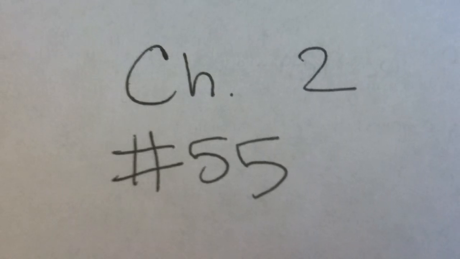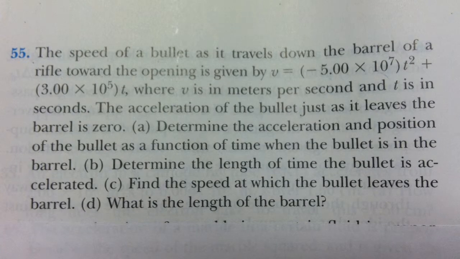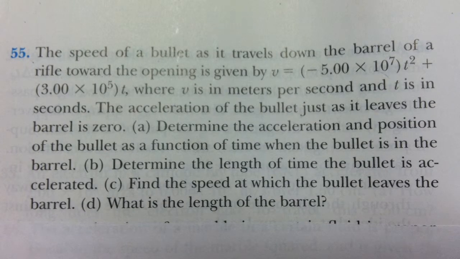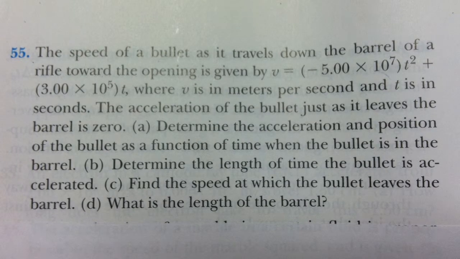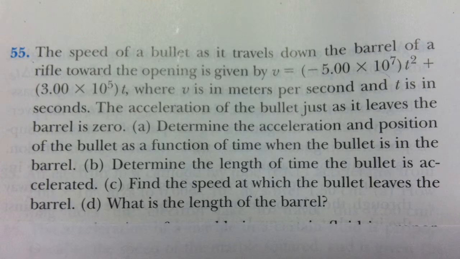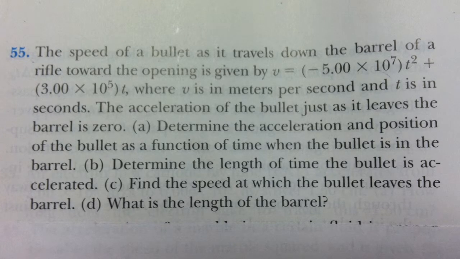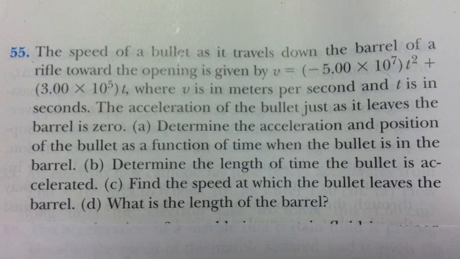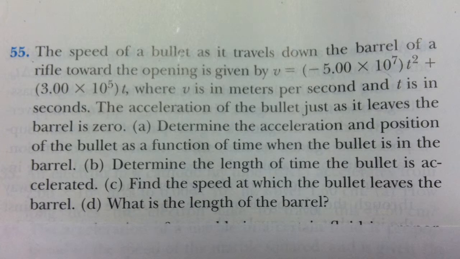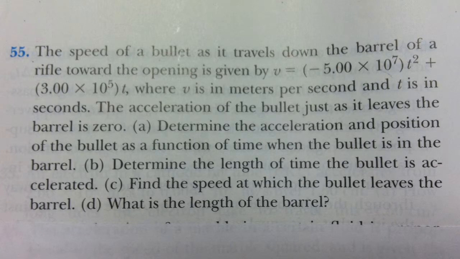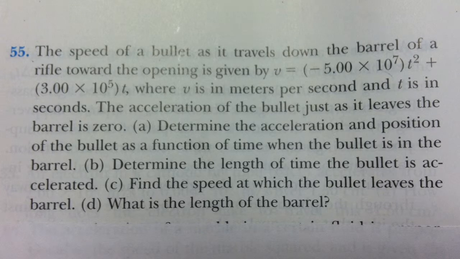Chapter 2, Number 55. The speed of a bullet as it travels down the barrel of a rifle toward the opening is given by velocity equals negative 5.00 times 10 to the 7th times time squared plus 3.00 times 10 to the 5th times time, where v is in meters per second and t is in seconds.